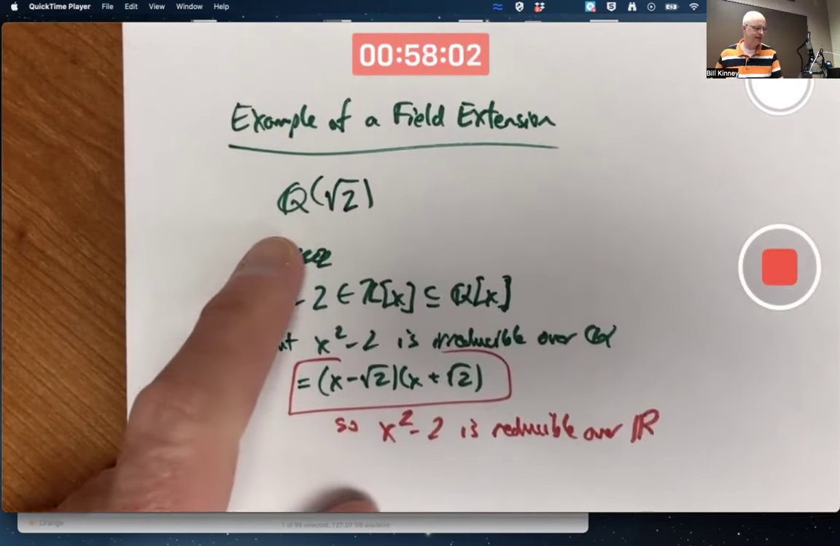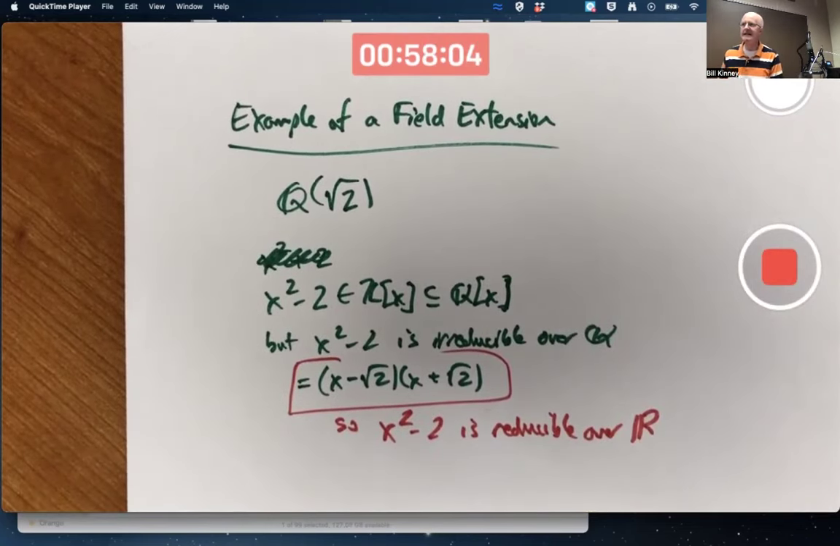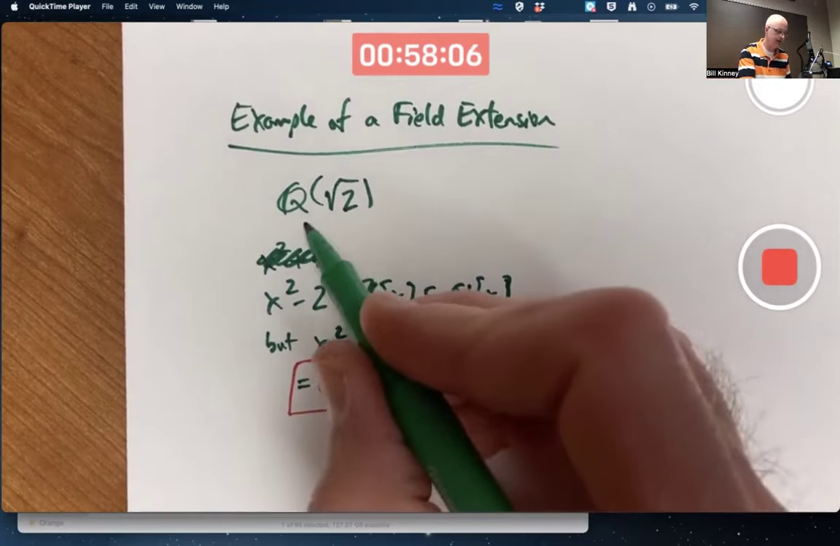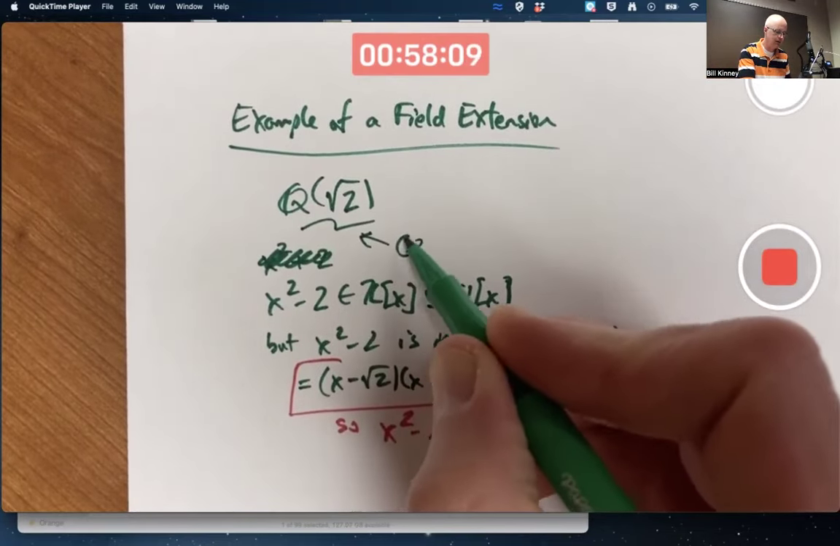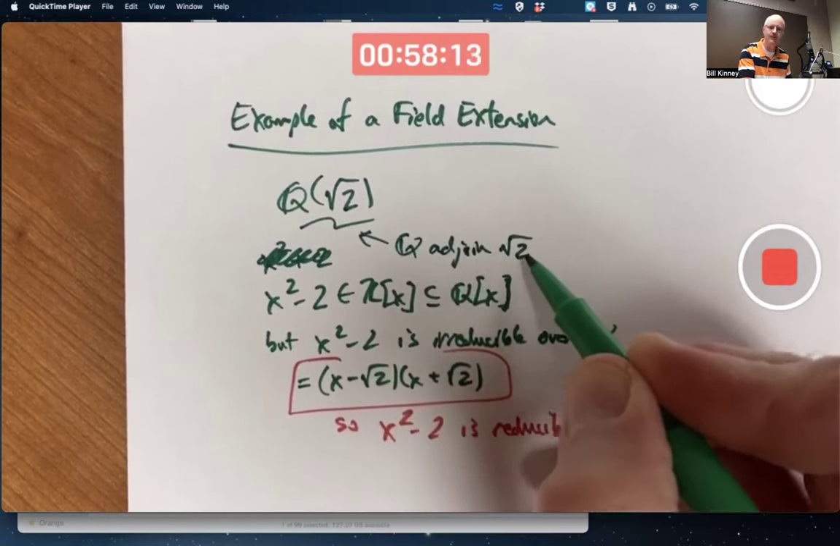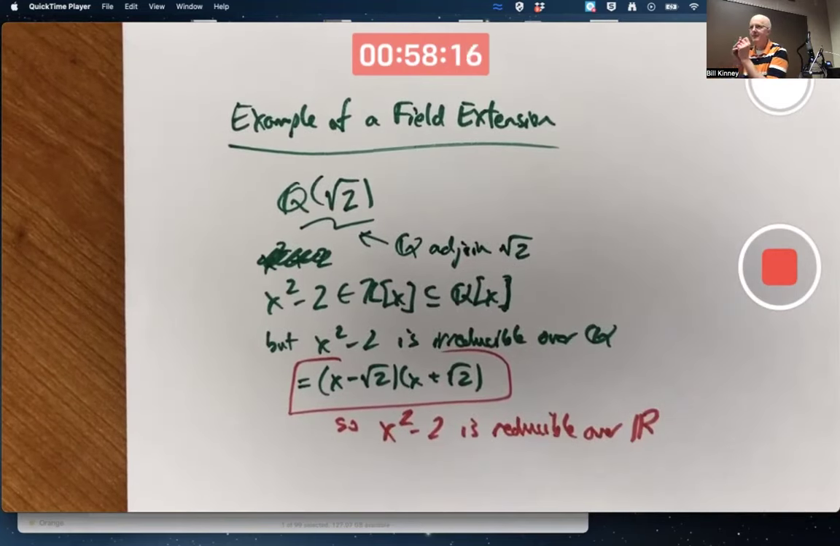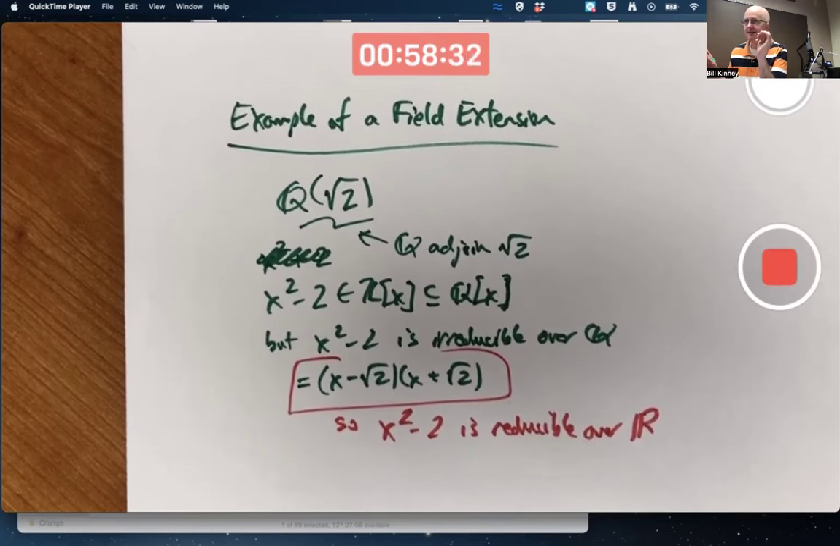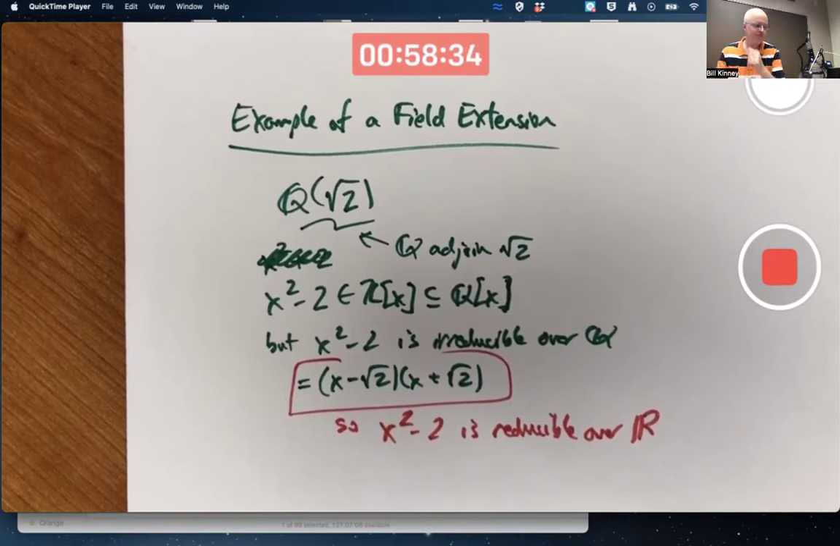When you see the symbol Q adjoin square root of 2, you say Q adjoin square root of 2. And here's a point of confusion for many people, including me when I was first learning this. I initially thought this was the rationals, take all the rational numbers, and just add one element, square root of 2. No, it's not that.